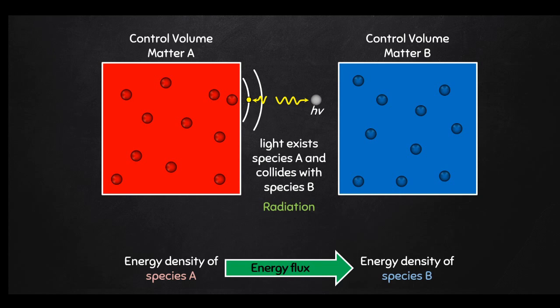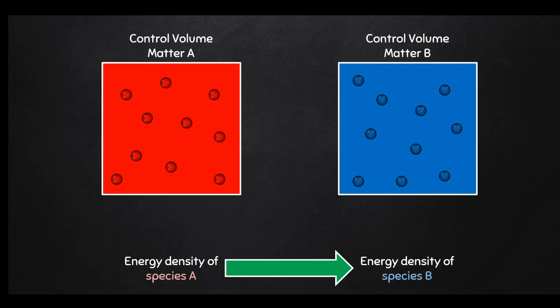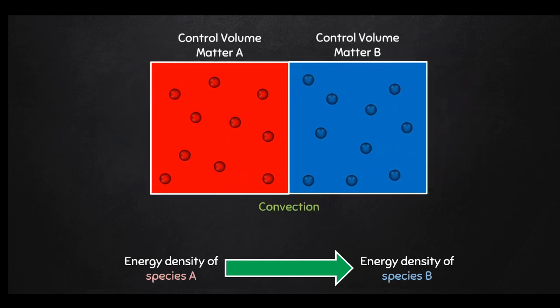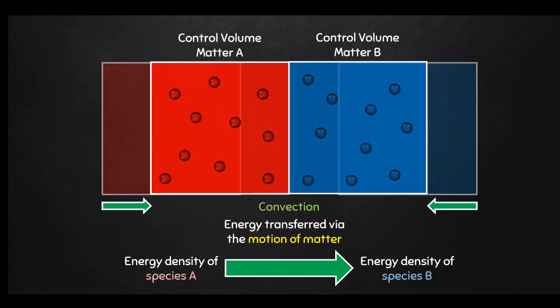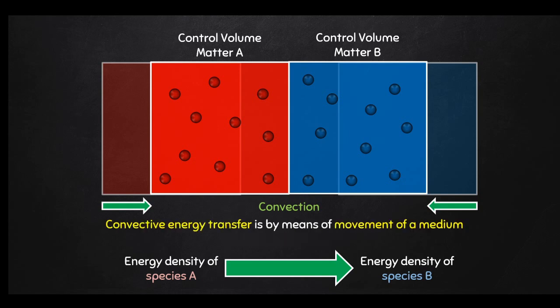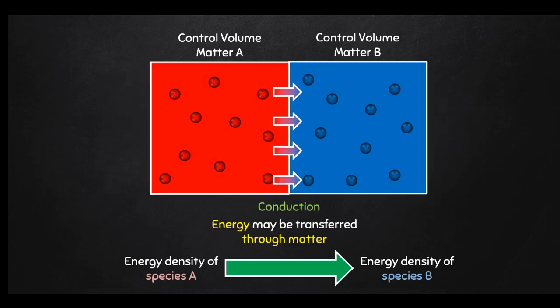So in this case, we transfer energy as radiation to matter B. The next form of heat transfer takes place in what we call convection. Convection is all about movement or motion of matter. So you can imagine that matter A is a stationary or solid piece of matter, and matter B could be air molecules or water, something fluid that can flow past the surface. And specifically, convective energy transfer is always a motion of a medium past another.